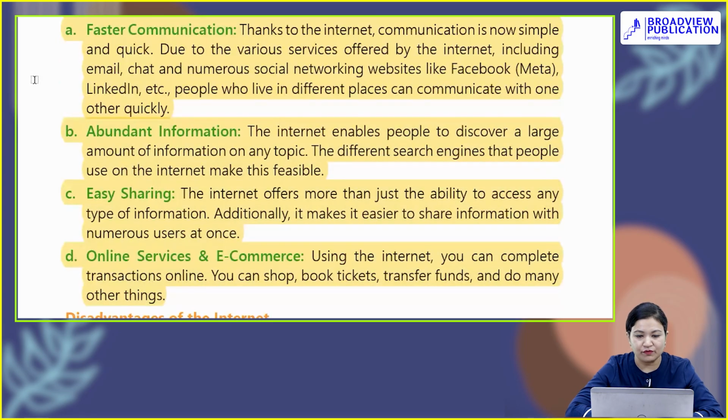Next is abundant information. The internet enables people to discover a large amount of information on any topic. Different search engines that people use on the internet make this feasible. So on internet you can get information on any topic. Easy sharing. The internet offers more than just the ability to access any type of information. Additionally, it makes it easier to share information with numerous users at once. So it is not limited, so you can share information with many people.